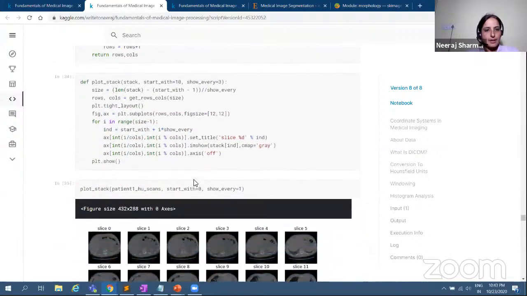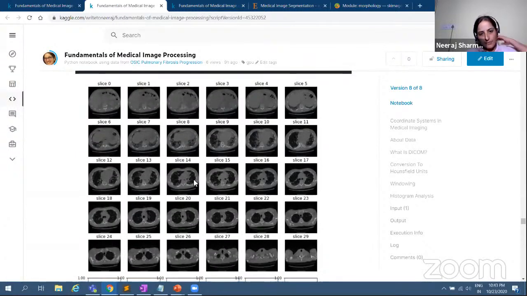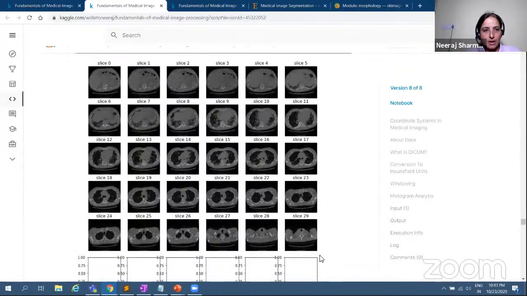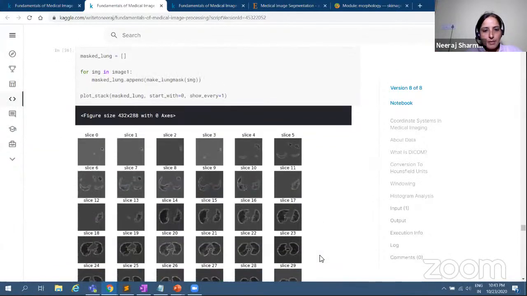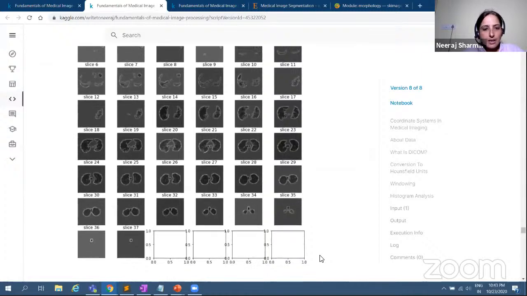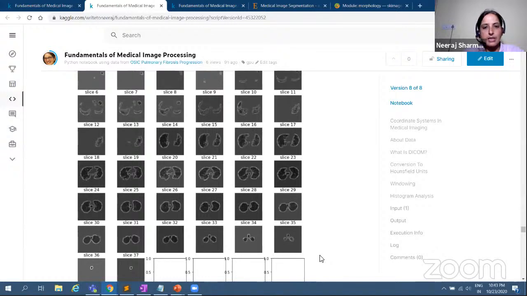If we see here, these are the scans of my first patient. These are the different slices of my first patient's scan. Because they are axial plane images, the lung starts here and goes to full capacity and then goes towards the end. And if we go for the segmentation part, this is how the segmentation works. We can see in these images, only the lung portion is given to the CNNs.